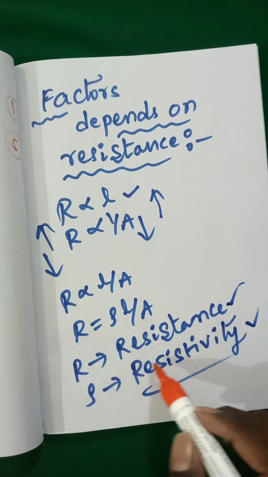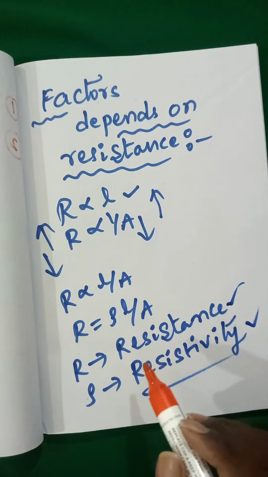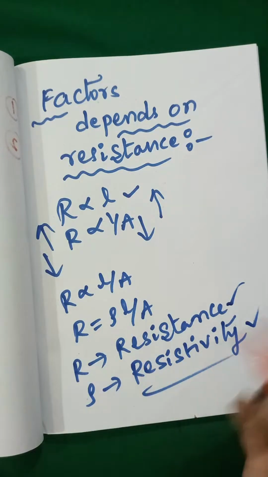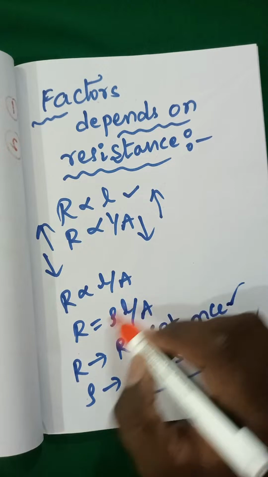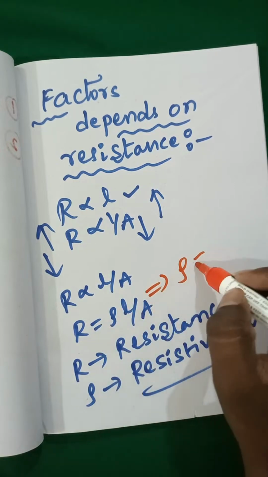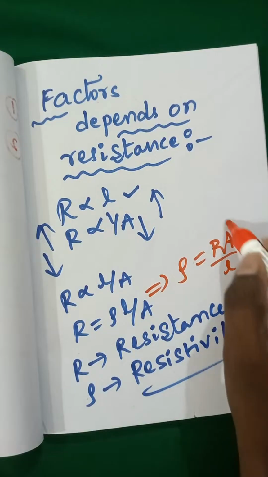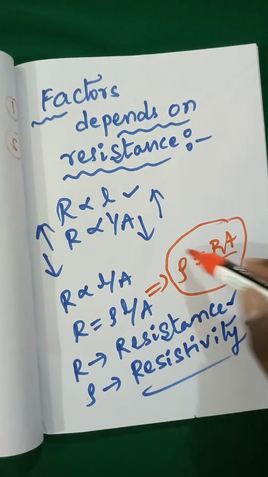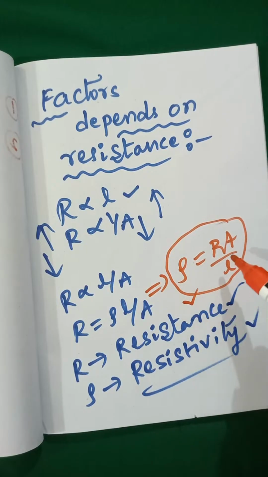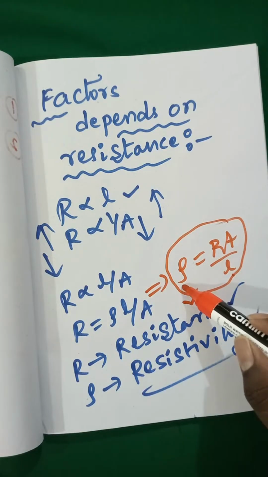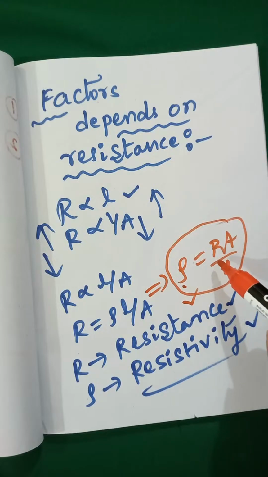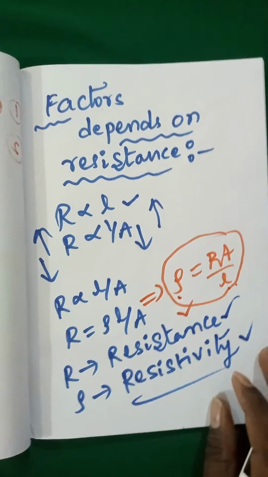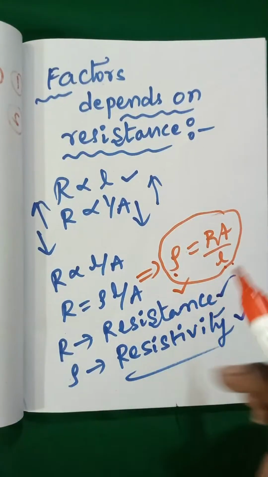Resistivity, per unit cross section area and length. From this formula, rho equal to RA by L. So resistivity is equal to the resistance of the conductor per unit length and unit cross sectional area. Okay, so that is about resistivity.